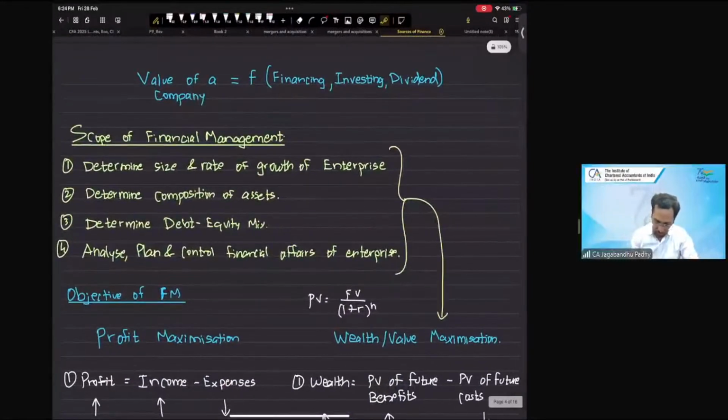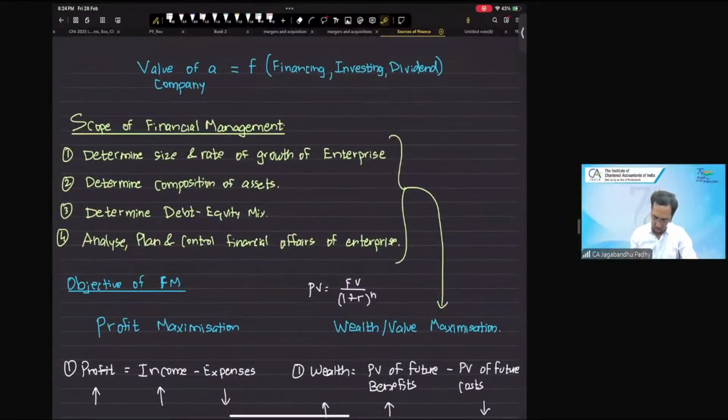Now, when we talk of the next aspect, what is the scope of financial management? What all areas are covered in this subject? First, we need to determine the size and the rate of growth of the enterprise. That is understanding at what rate our company is growing. What should be the composition of assets, like how much inventory, how much debtors, how much cash we need to maintain. Third is what should be the debt equity mix, which is the capital structure, and planning and controlling of the financial affairs of the company.